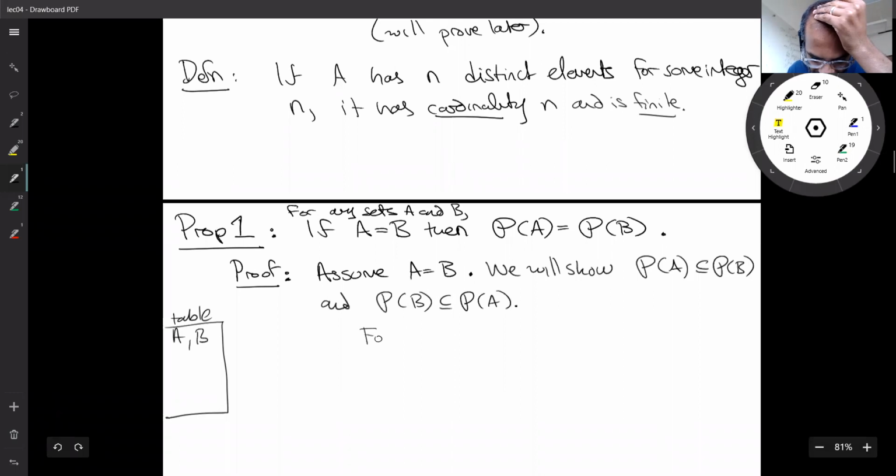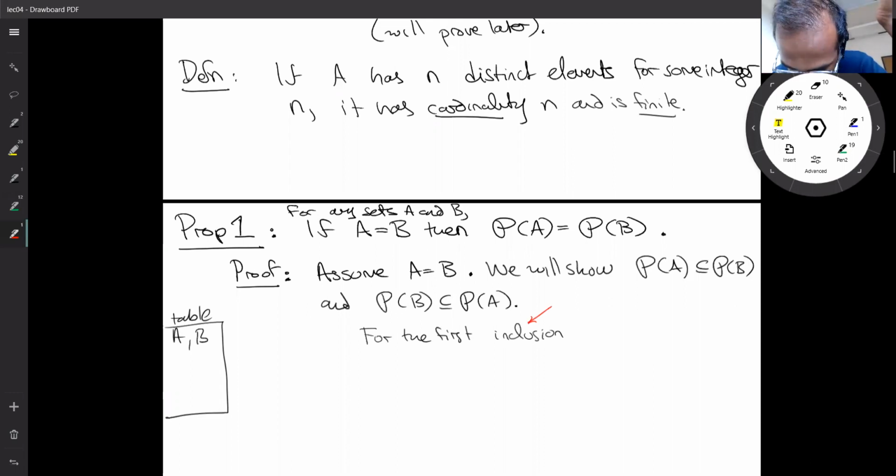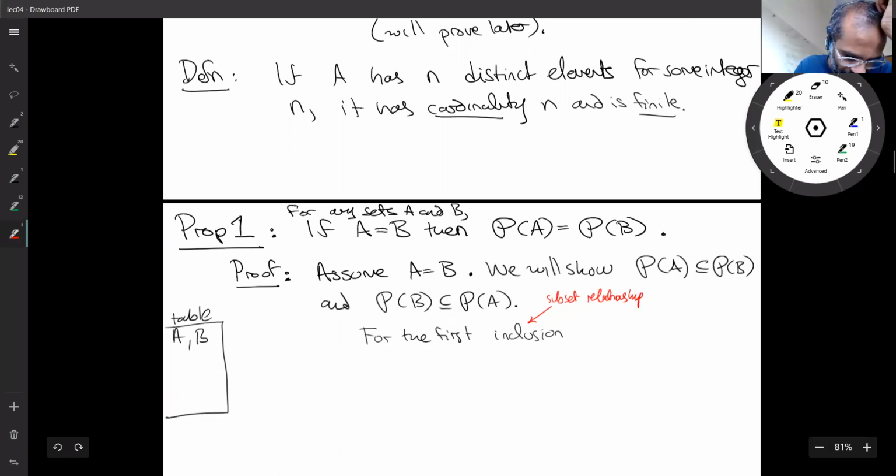Okay, so for the first inclusion, inclusion is just a fancy word that's used very often. It just means one set is contained in another one. For the first inclusion, how do I prove one set is contained in another set? Show that each element in that set has to be in the other set.